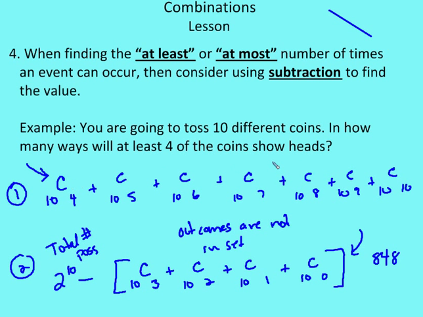So again, we can go through the process of adding all these together, or simply we can take the total number of possible outcomes and then subtract the outcomes that are not in the set to get the outcomes that are in the set, which should be equal to 848.